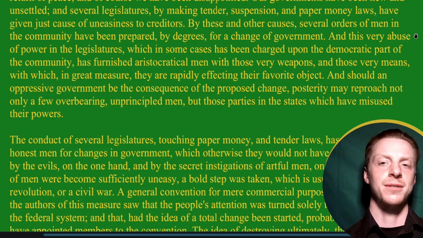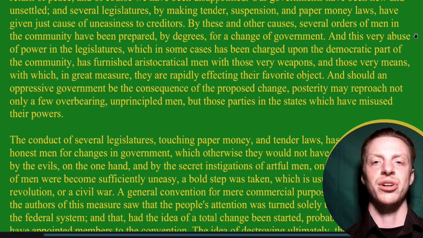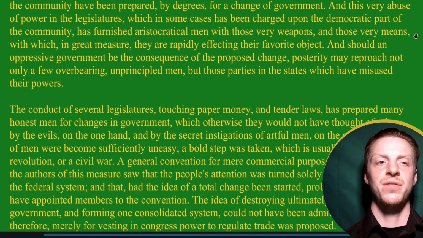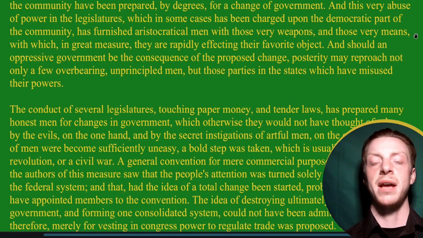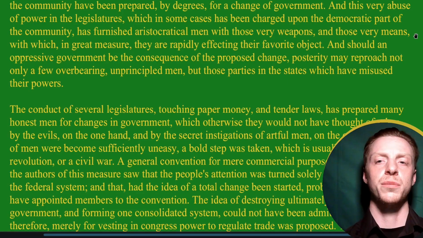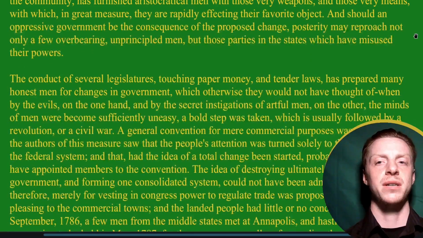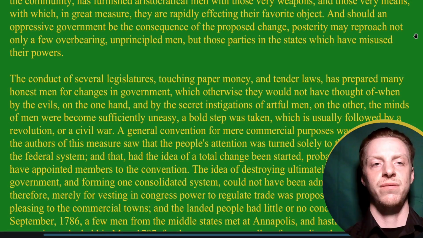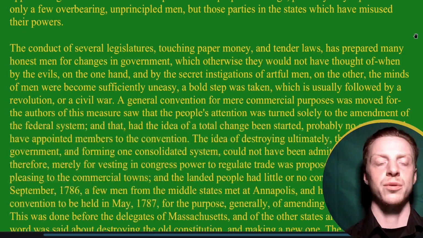By these and other causes, several orders of men in the community have been prepared by degrees for a change of government. And this very abuse of power in the legislatures, which in some cases has been charged upon the democratic part of the community, has furnished aristocratical men with those very weapons and those very means with which, in great measure, they are rapidly effecting their favorite object. And should an oppressive government be the consequence of the proposed change, posterity may reproach not only a few overbearing, unprincipled men, but those parties in the states which have misused their powers.